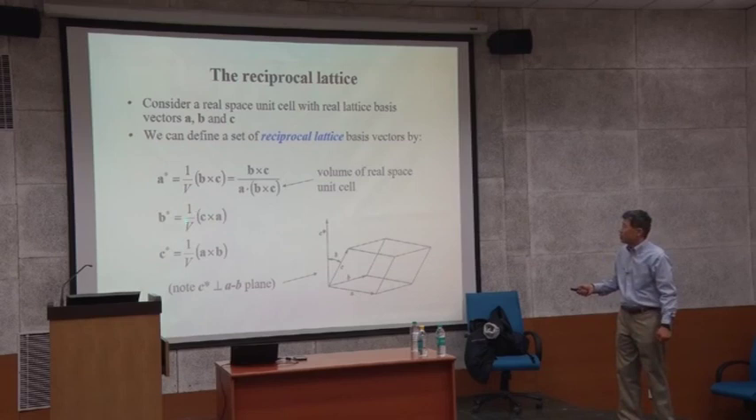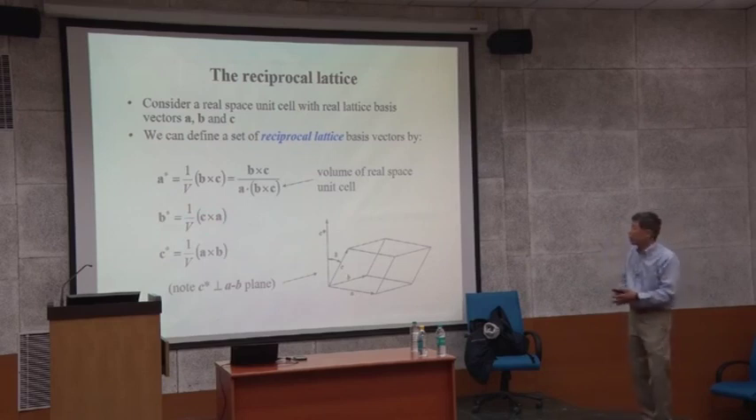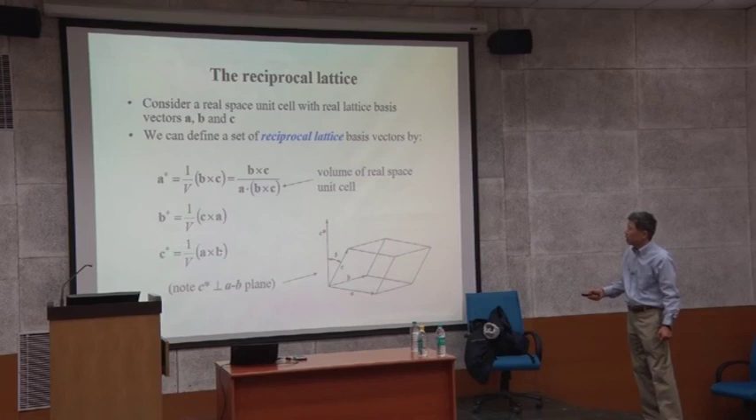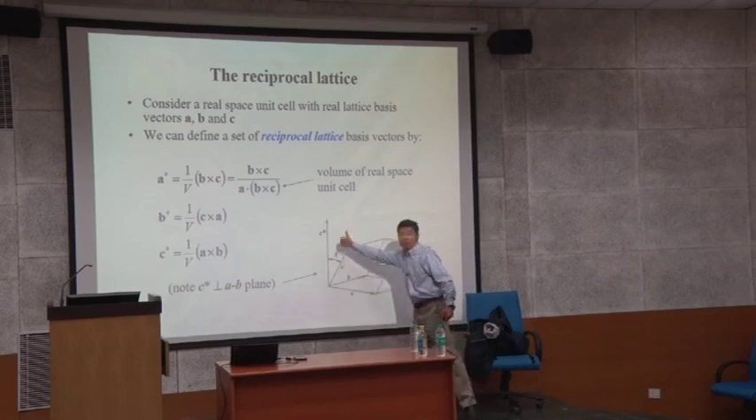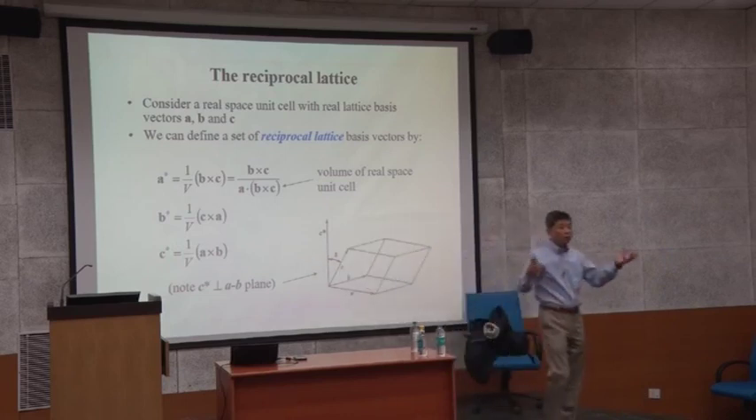And then here, C cross A. You don't want to mix this one up with A cross C, because that's the opposite direction. So the C star is A cross B, going in that direction, A to B. That's why it's C star. You get it?